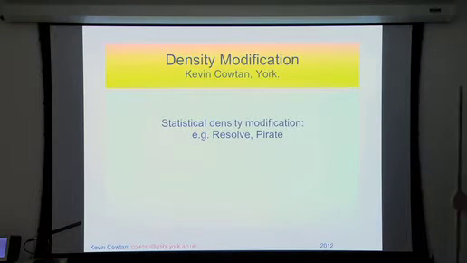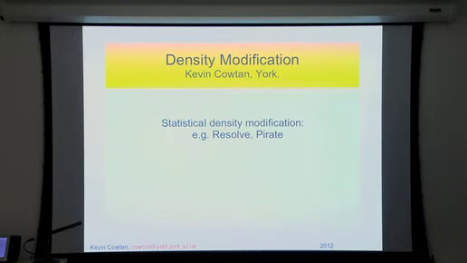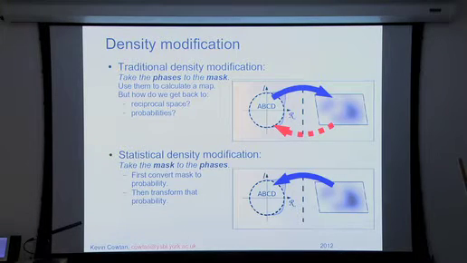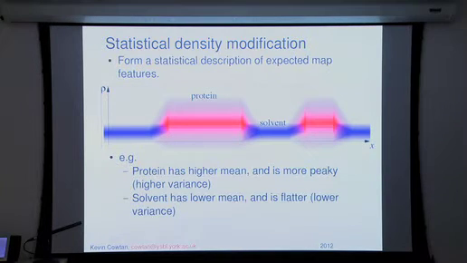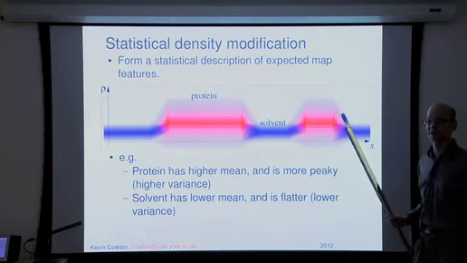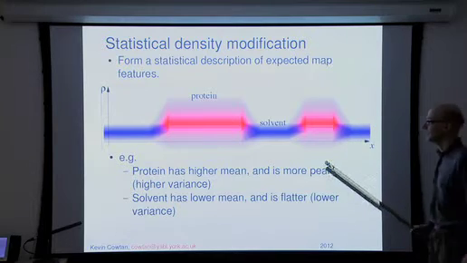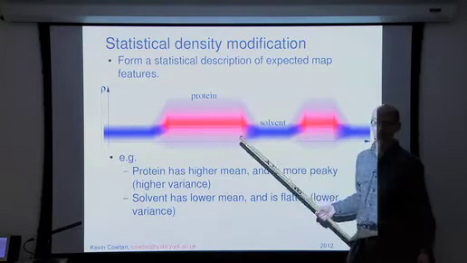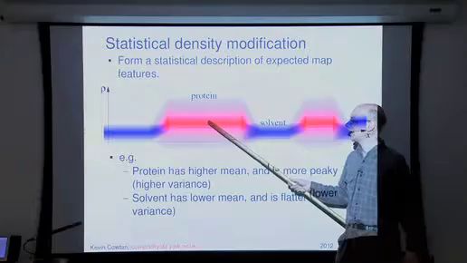Right. Now, I mentioned that there was a second class of techniques, statistical density modification. The only one which is in widespread use is Resolve, which is also in Phenix AutoBuild. And I'll give you a brief overview of how that works. That's not a very good picture. So the way this works is we form a statistical distribution of expected map features. Now, I've already said we can determine from even a very poor map where the protein and solvent are. Now, we expect the protein region, on the basis of looking at hundreds of maps, to have a higher variation, because it's ordered, and a slightly higher mean.